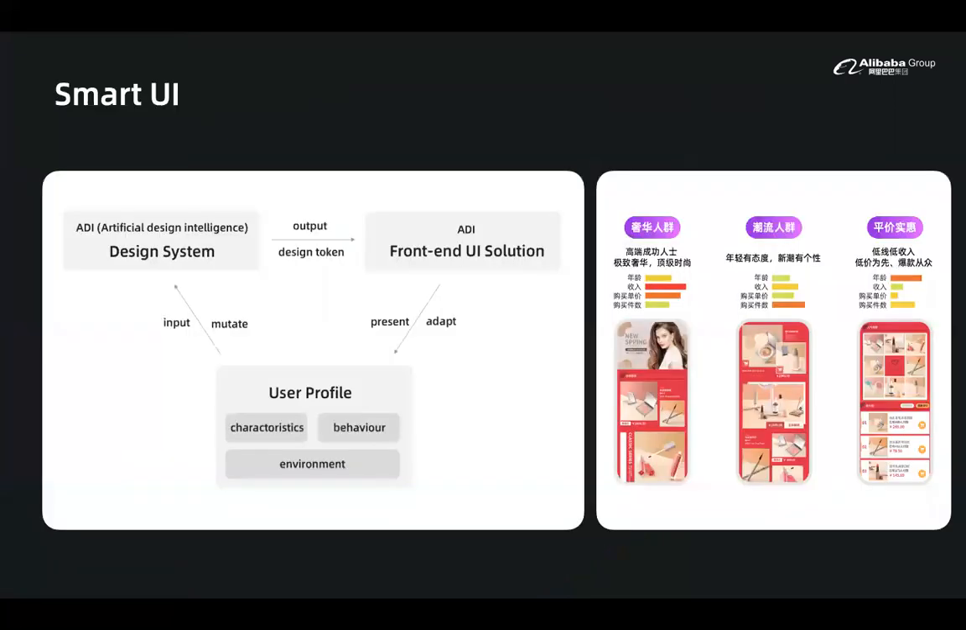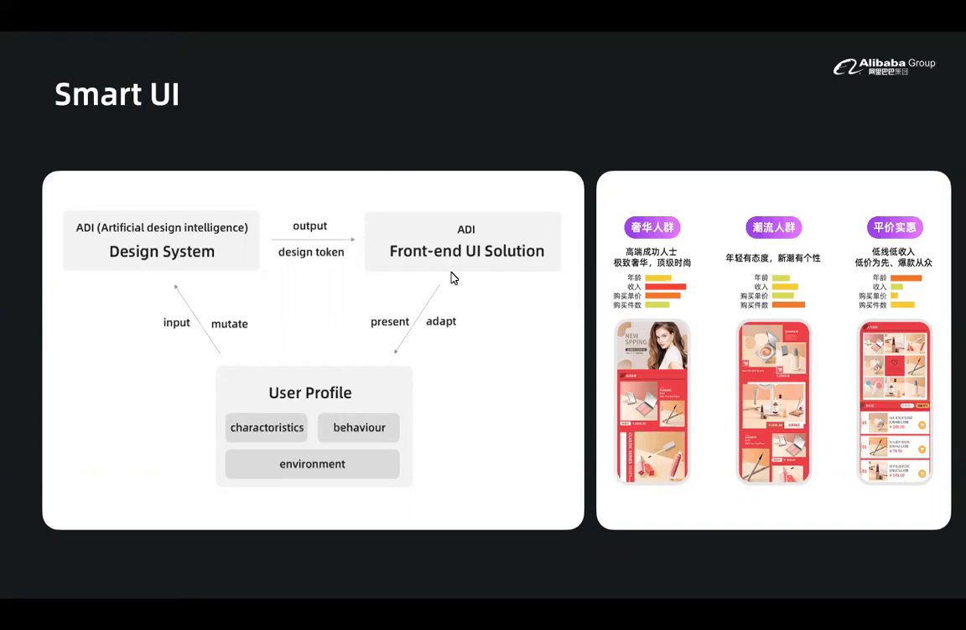And how do we do that engineering? Each user has a different profile, right? Based on their characteristics, for example, if you're female or male, how old you are, and if you're living in a big city or suburb. And then there are some in-app behaviors. What kind of categories do you normally like to click? And then there is some environmental information, like if you are using the app during daytime or nighttime, if you have a good network. And all this information will be input to the ADI design system. The design system will output design tokens to the front-end UI solution. The front end will adapt the interface accordingly and present it to the user.